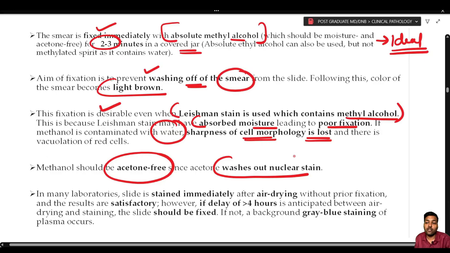Now, in many laboratories, the slide is stained immediately after air drying without prior fixation, and the results are satisfactory.